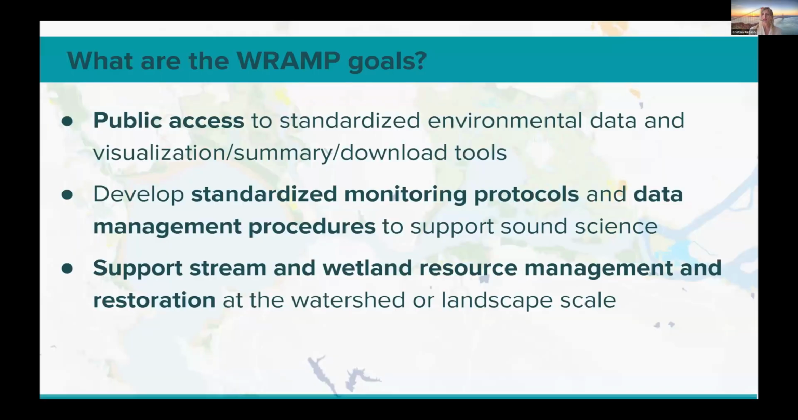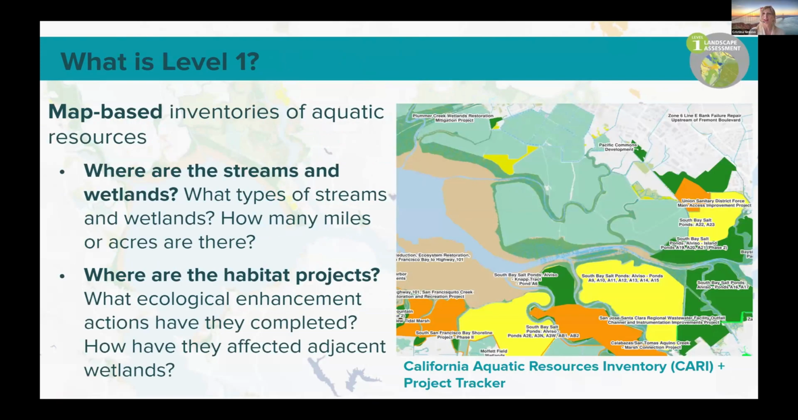Some of the goals for the RAMP framework are to provide public access to environmental data and the visualization, summary, and tools to be able to access the information for your own projects or for your own area of interest. There are standardized monitoring protocols and data management procedures in place that really support sound science for the long term of our projects and programs. And it also supports stream and wetland resource management and restoration, again at this watershed or larger landscape scale. So now I'm just going to give you a little information on each of the levels.